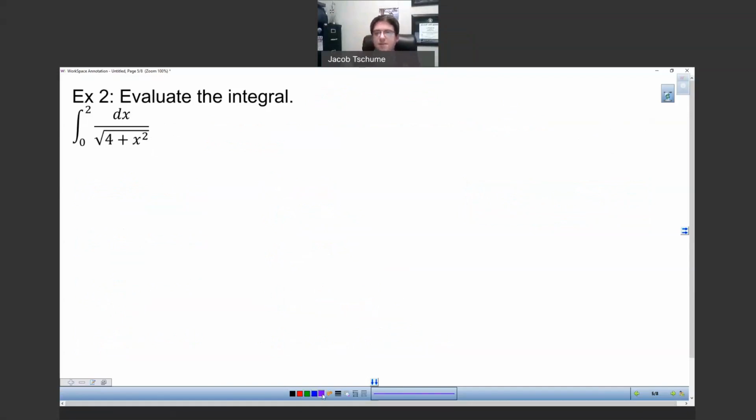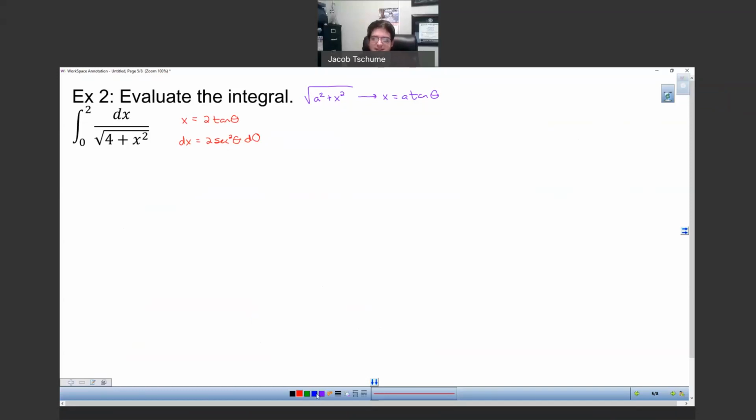So when you go to set up your trig substitution here, when you look at your square root term, that has the form the square root of a squared plus x squared, which tells us that we need to do the substitution of x equals a times tangent of theta. So since a squared is 4, that means a has to be 2. So I'll let x equal 2 tangent of theta. And then dx would have to be 2 secant squared theta d theta.